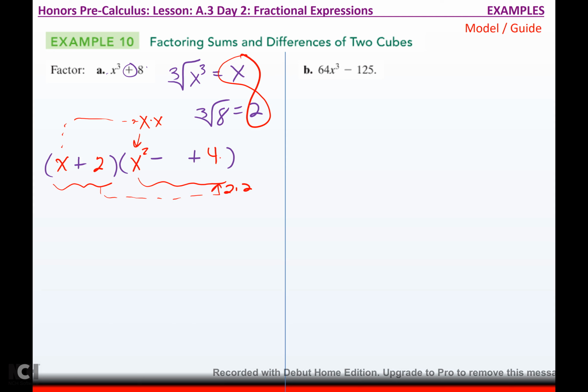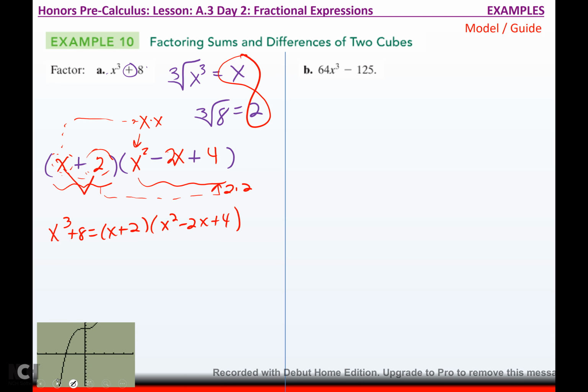And then to get the middle, these two come together and multiply. Don't worry about signs because I already picked my sign, it goes there. And I'm done. x cubed plus 8 equals x plus 2 times x squared minus 2x plus 4. If you look at a graph, see how it only crosses once, right at -2? There aren't any more reals. So that's why you stop factoring at this point.